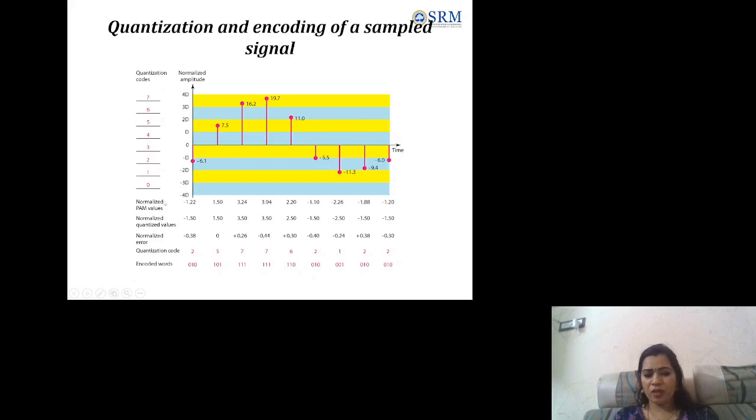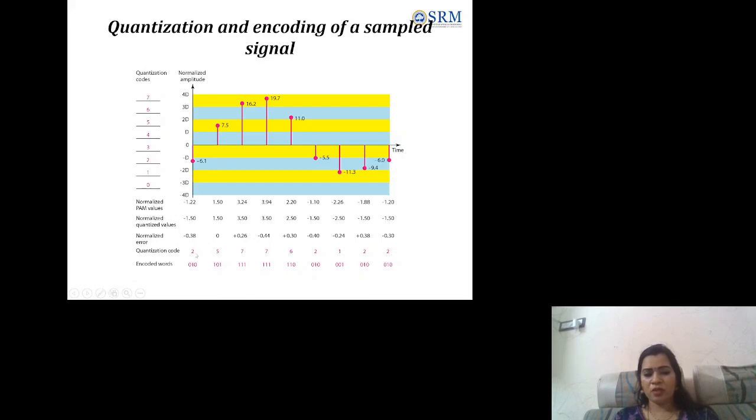In the second row, we have to normalize the quantized value. That means we have to take the mid value of that. The mid value is 1.50. For this also 1.50. Here 3.50, and again 3.50. Likewise, the second row is calculated. Then the third row is the difference between these two, that we call the quantization error or the normalized error.